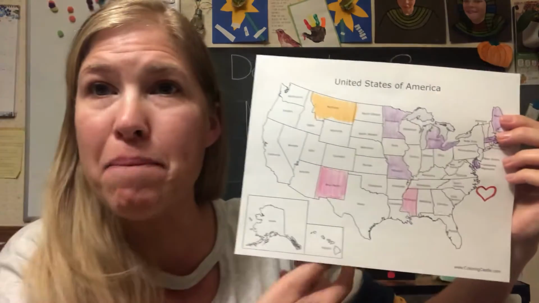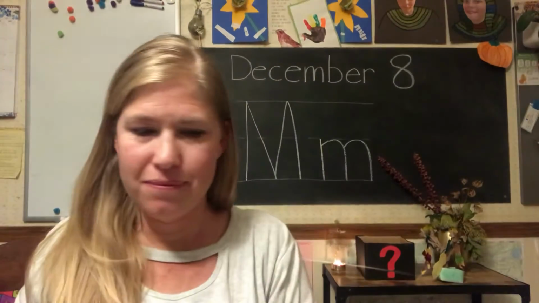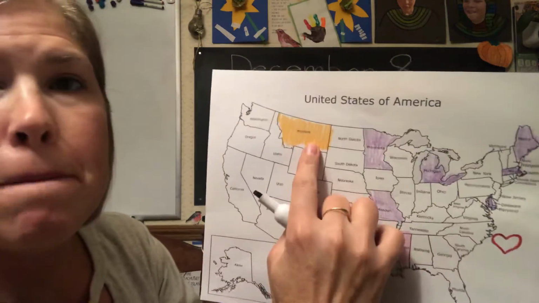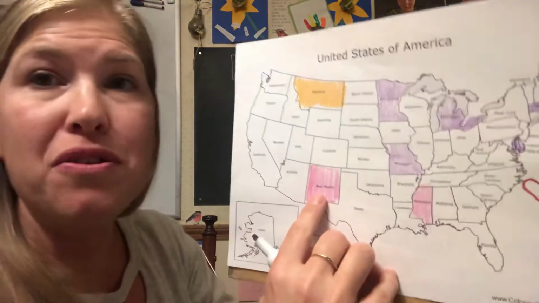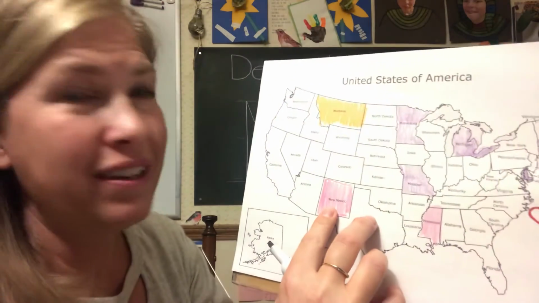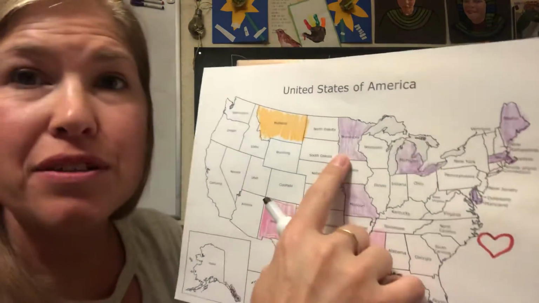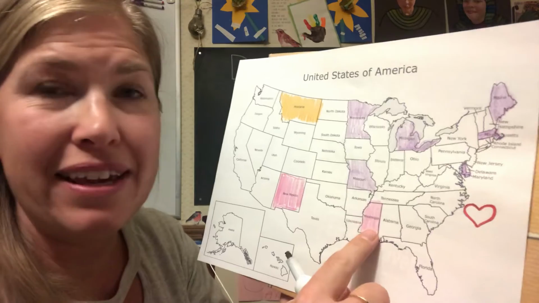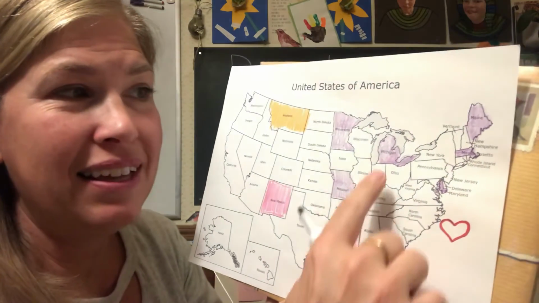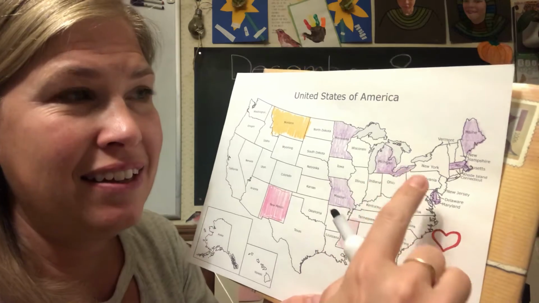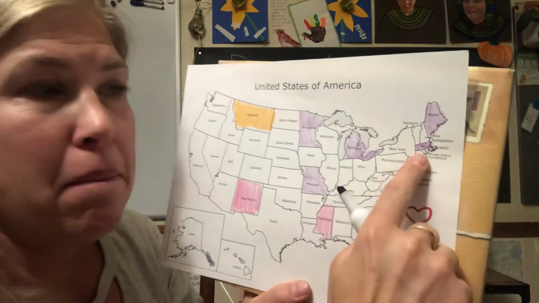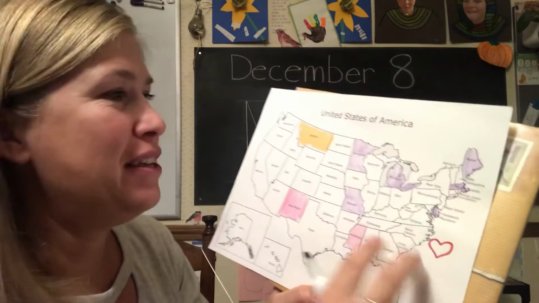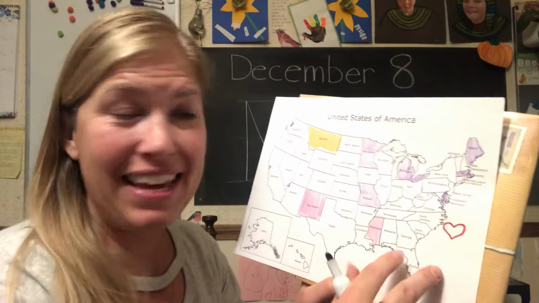These have M in their names. And let's see what happens. I have Montana, New Mexico. Can you hear the M's? There's Minnesota. There's Missouri. There's Mississippi and Michigan. Maine, Massachusetts, and Maryland.